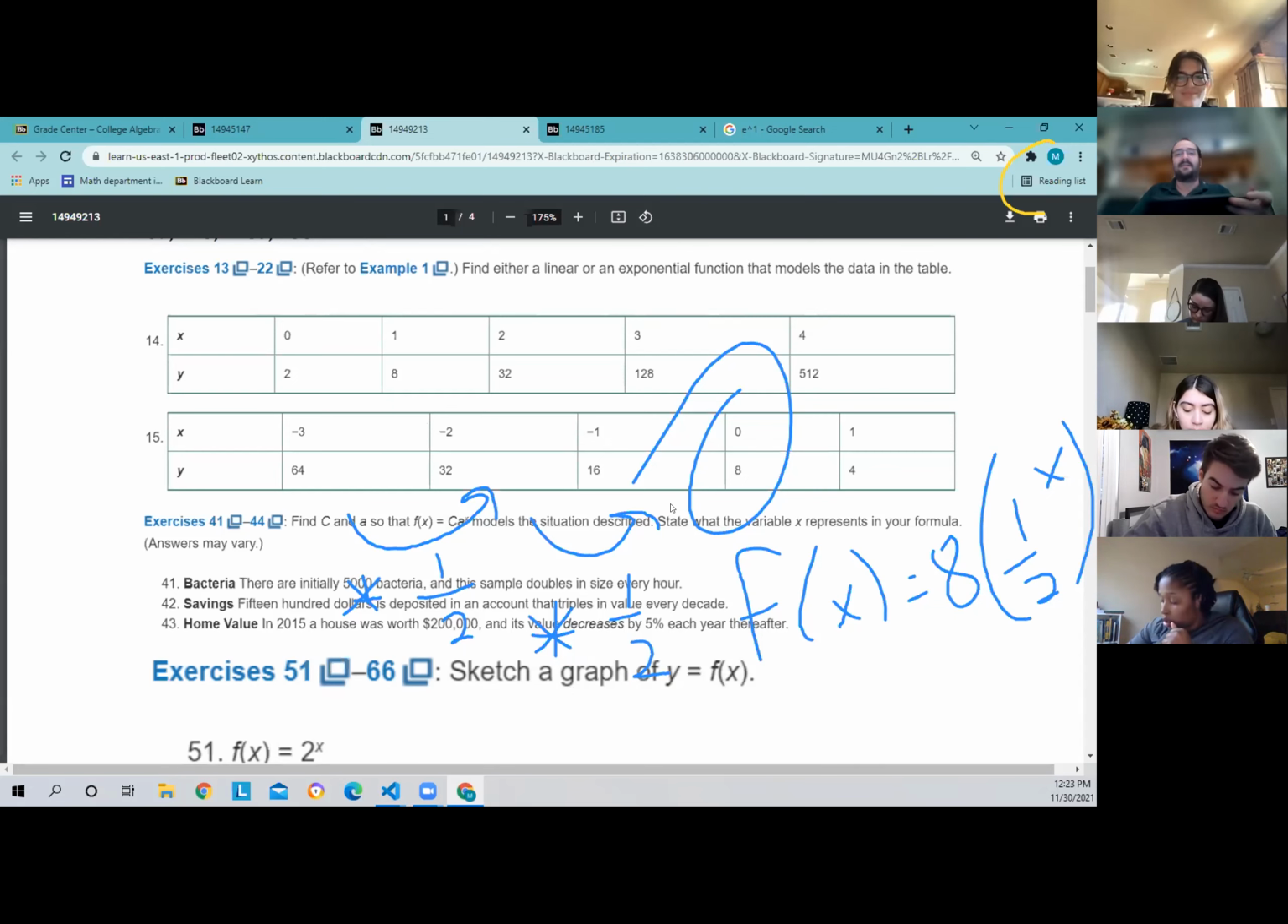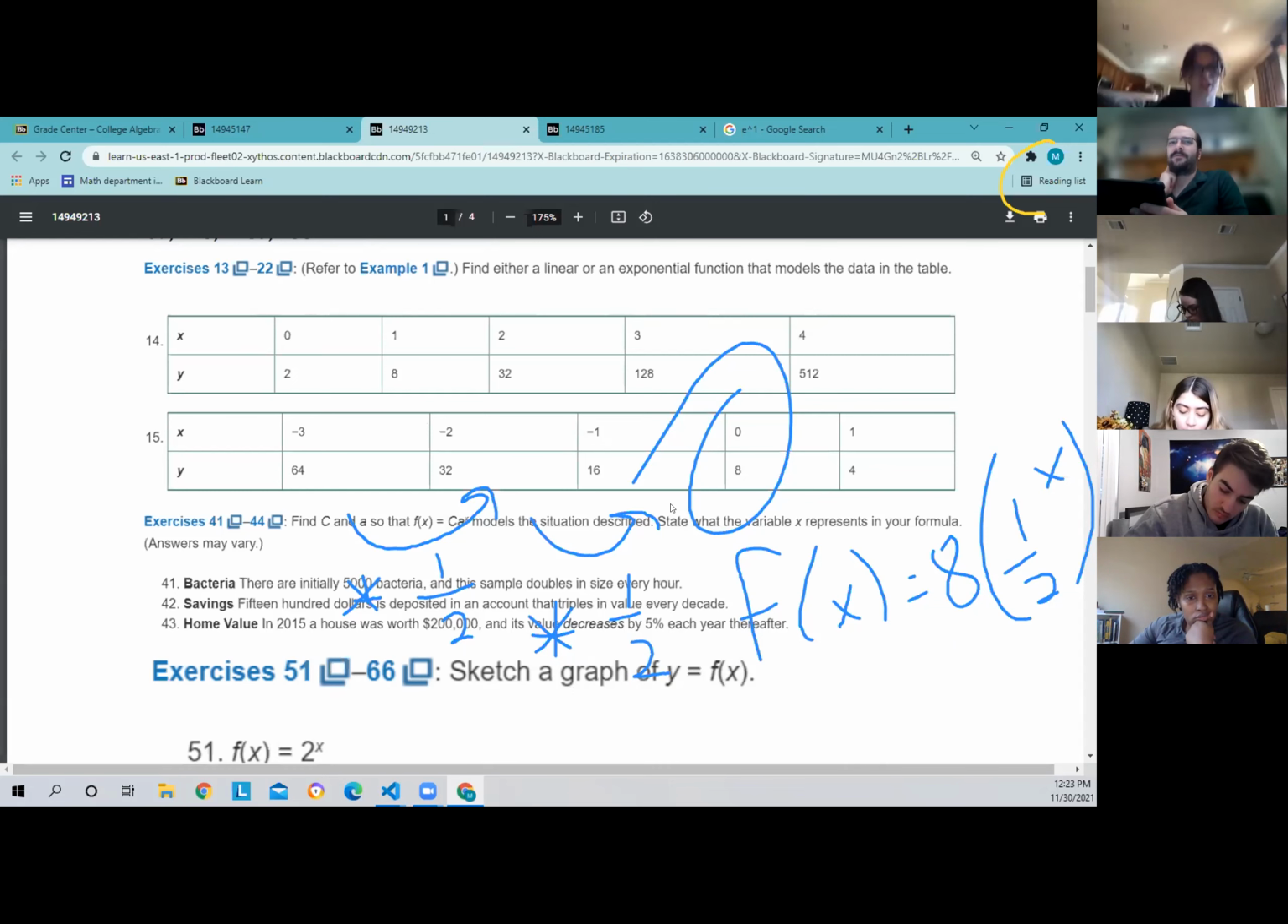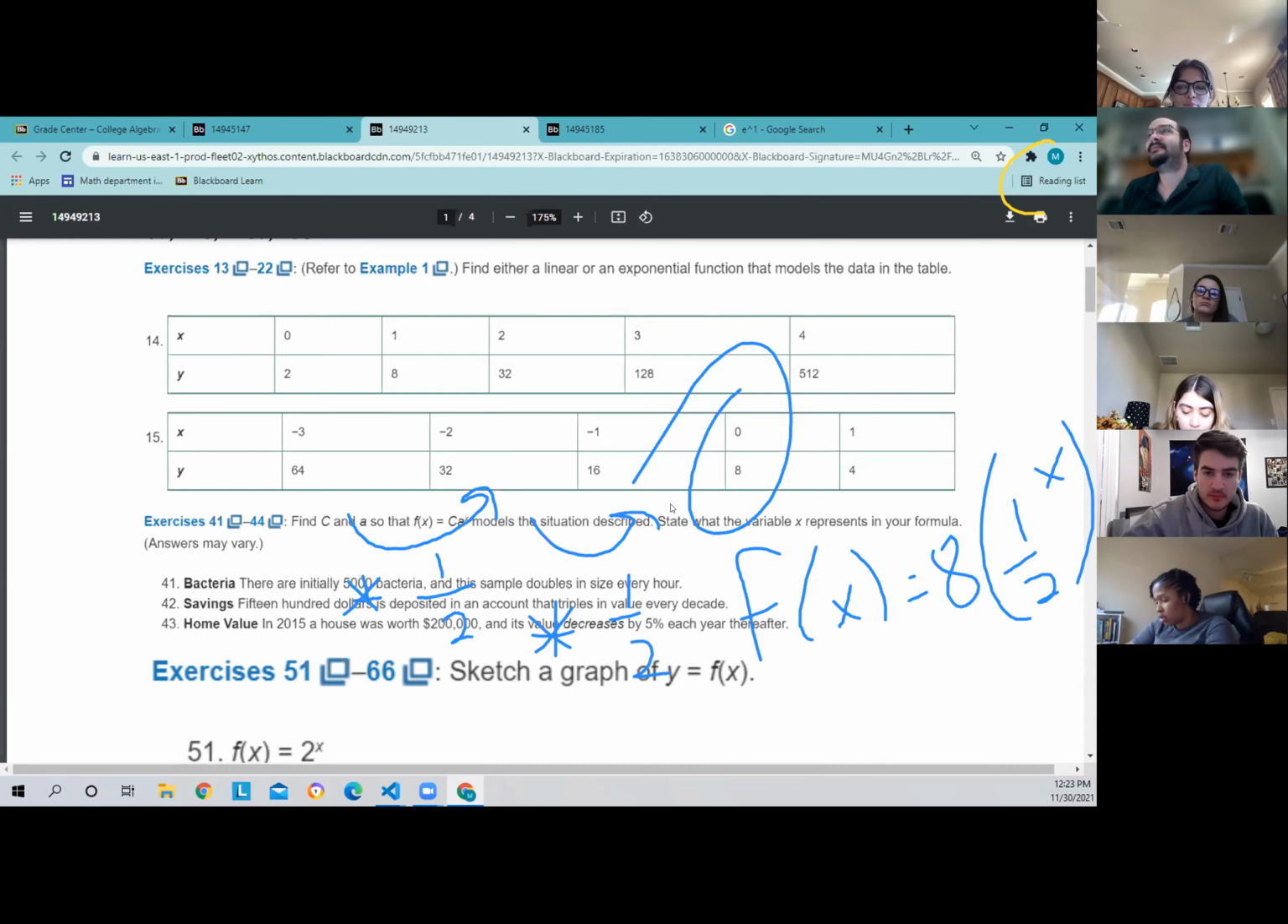When we talk about the change in the y, how are you going to describe that change? If we go from 64 to 32 or from 32 to 16, each time it's decreasing. It's decreasing by what? By half, right? If you're saying it's decreasing by half, it's decreasing by a factor of a half. We're multiplying it by a half.